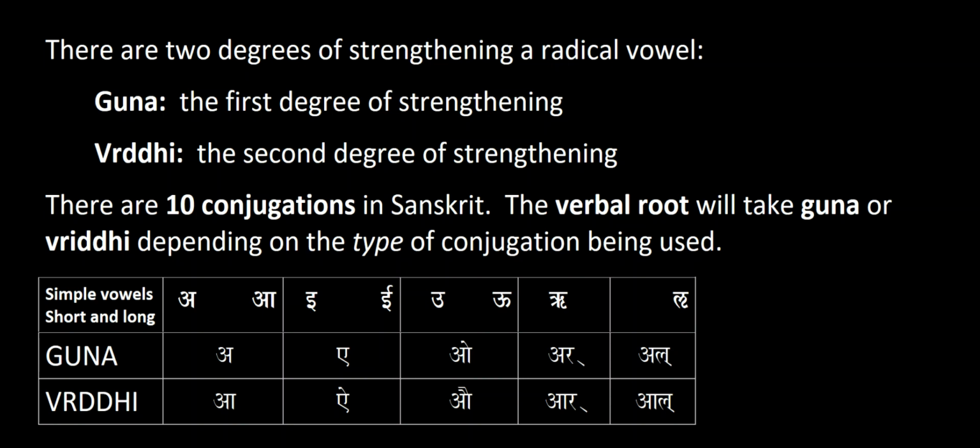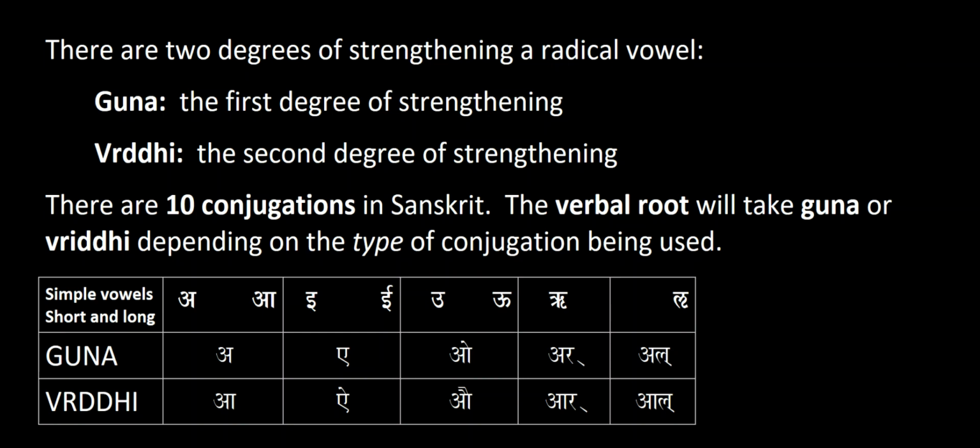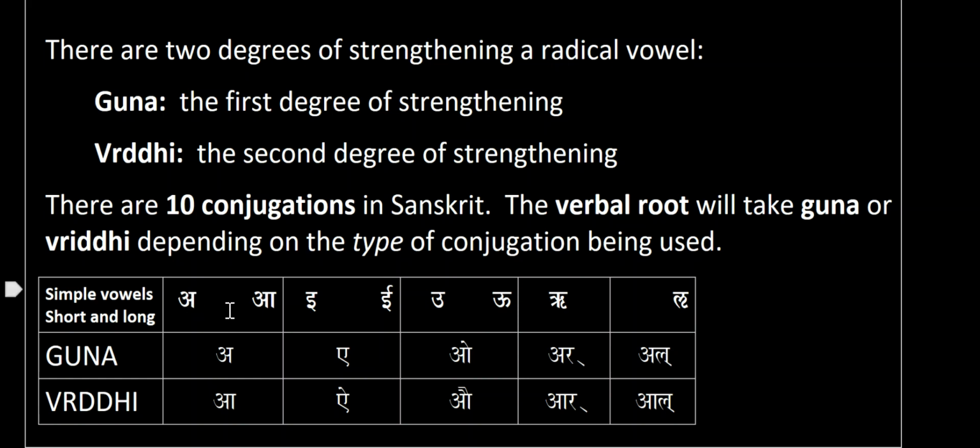So, let's say that I give you a verbal root that has an a in it, either in the middle or at the end. If the conjugation calls for that verbal root to take guna, then you're just going to leave it how it is and keep it as a. If that root has to take Vrddhi because of the type of conjugation that it is, then that is going to have to be strengthened and changed to ā in that root. That's how you would form your base.